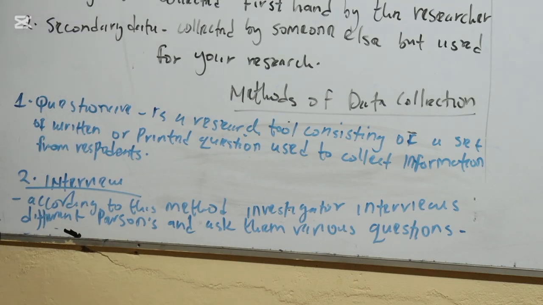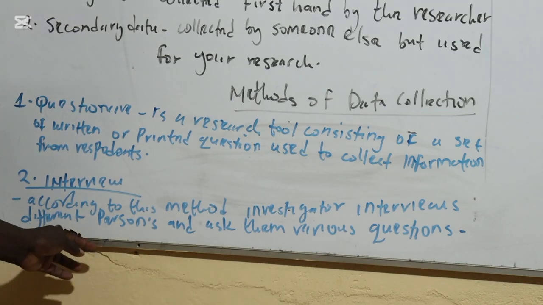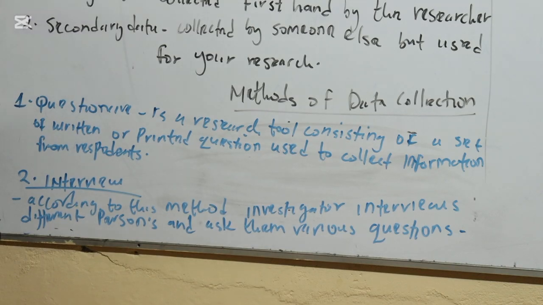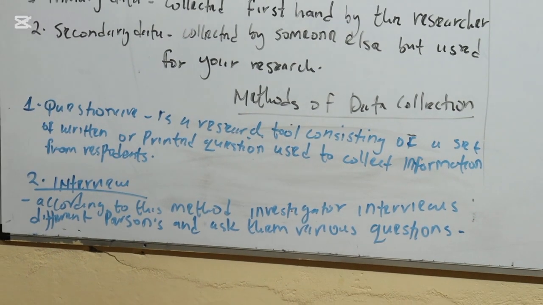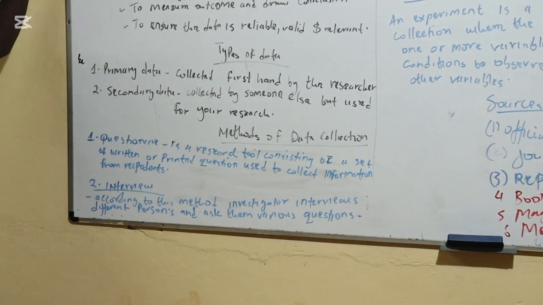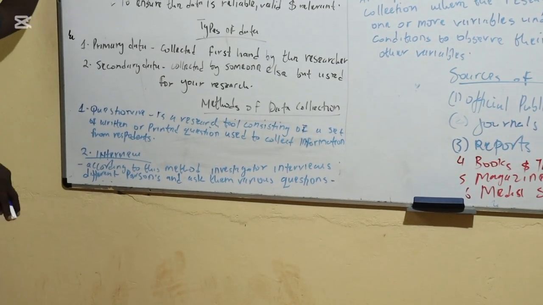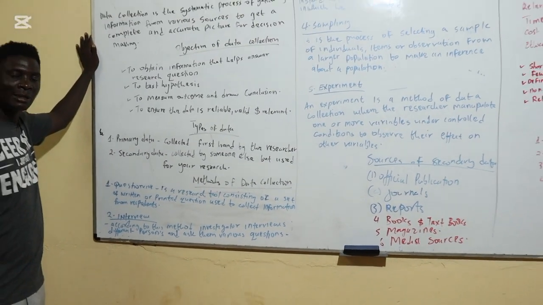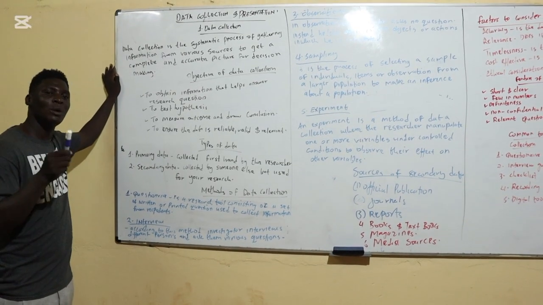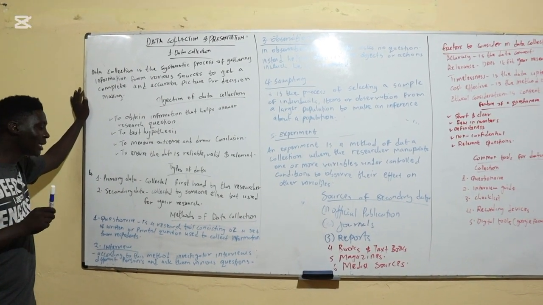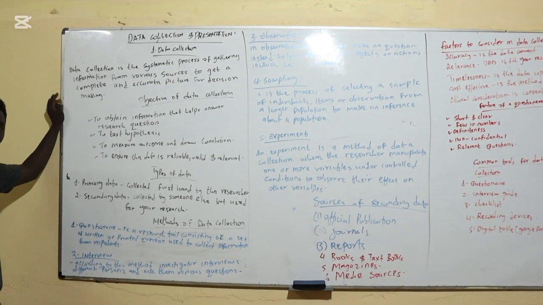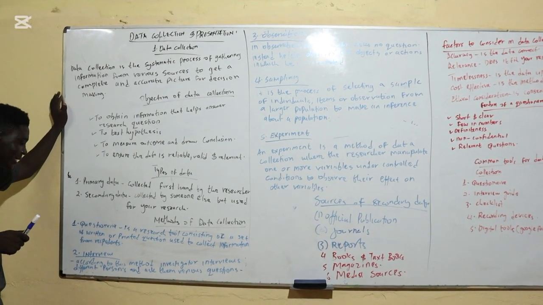Number 2, we have interview as a method of data collection. Also, I know in one way or the other, you have participated in an interview. According to this method, the investigator interviews different persons and asks them various questions relevant to the item of the study. The investigator may pick 1 or 2 or 3, put them in a closed room with a set of questions, then interview them one by one, until he collects the information he or she needs for that research or study.